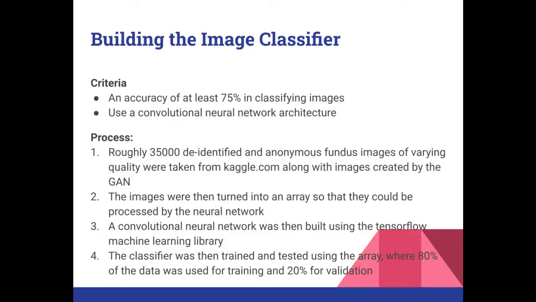For the image classifier, again, the criteria was to have a 75% accuracy in classifying images and use a convolutional neural network architecture. The process was to use 35,000 de-identified and anonymous images of varying quality taken from Kaggle.com along with images created by the GAN. These images were then turned into an array so that they could be processed by the neural network, and then a convolutional neural network was built using the TensorFlow machine learning library. A classifier was then trained and tested using the array, where 80% of the data was used for training and 20% for validation.